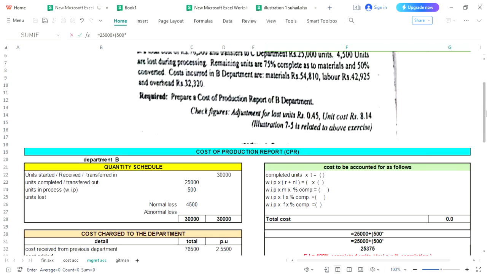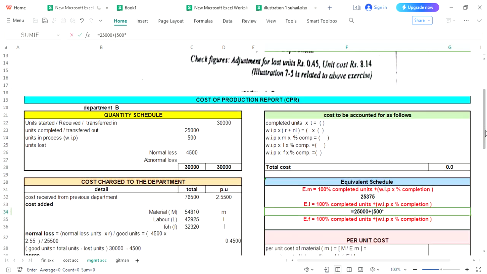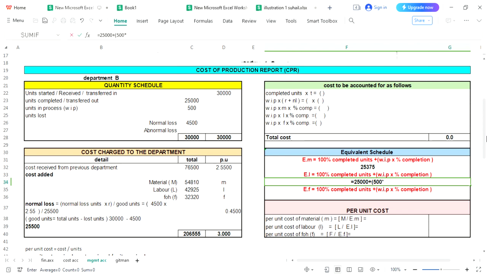Come to the point, we were calculating our equivalent schedule and you were in need of percentage completion, and we come to know that 50% converted is the percentage completion. 50% means you will divide 50 by 100, so what you will get, 0.5. Please perform the same function in the calculator, close the bracket. Here you can take again the screenshot for equivalent of labor. What you have done, 100% completed unit from quantity schedule you have picked 25,000 plus sign bracket open, work in process you have taken from quantity schedule, multiply from the formula, percentage completion 50% was given in the question.